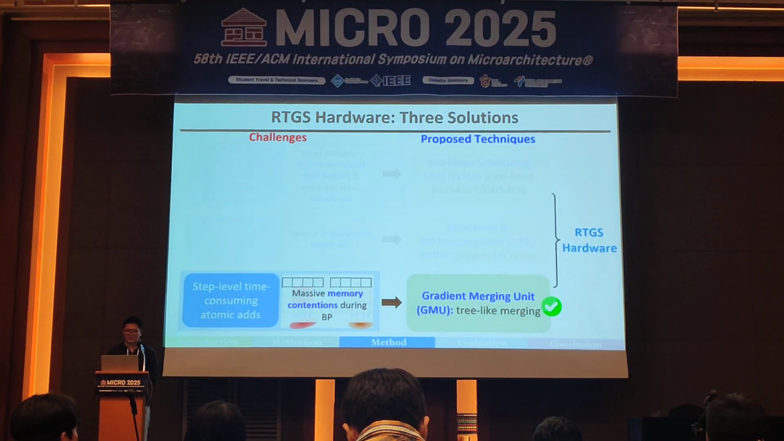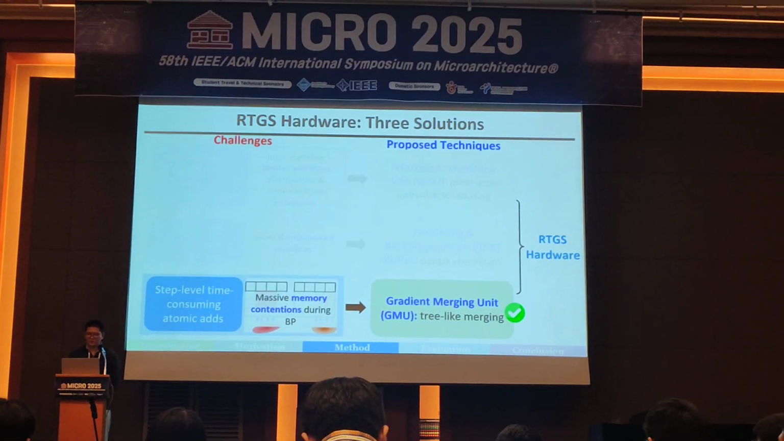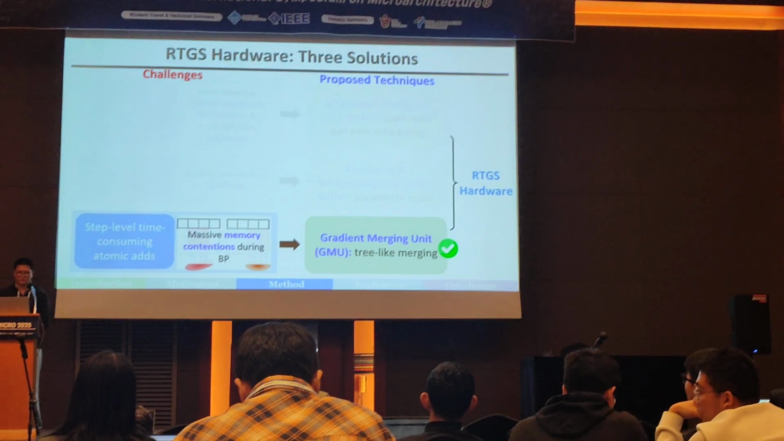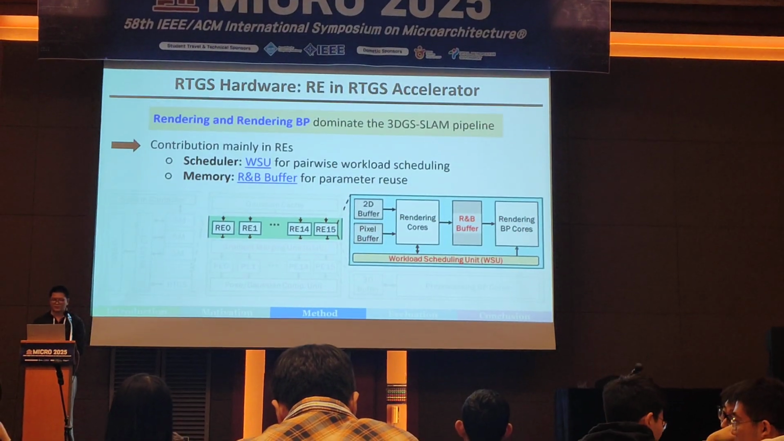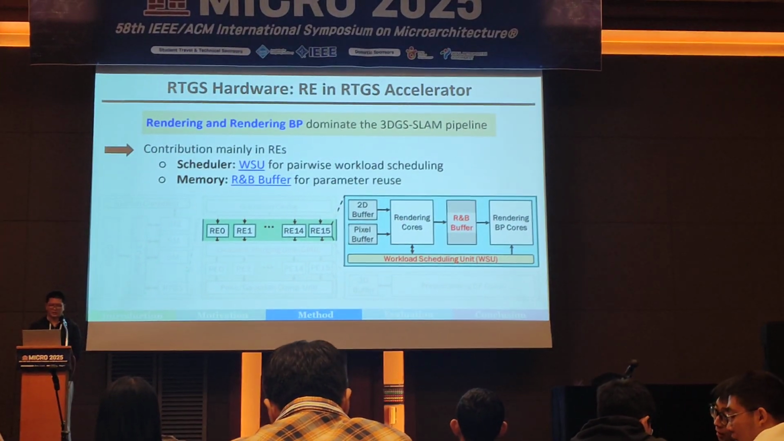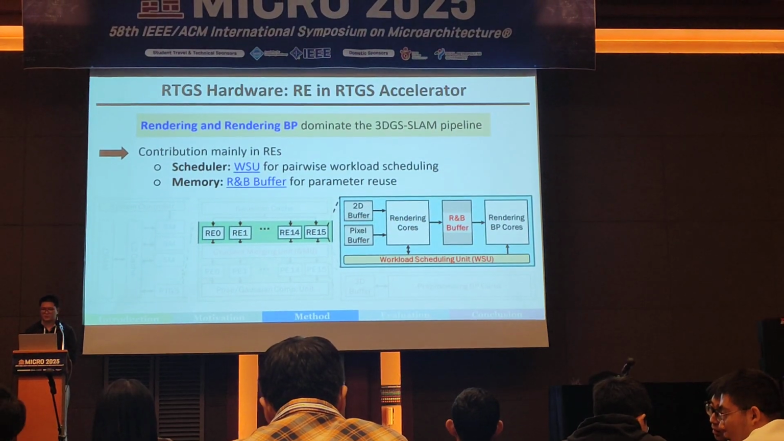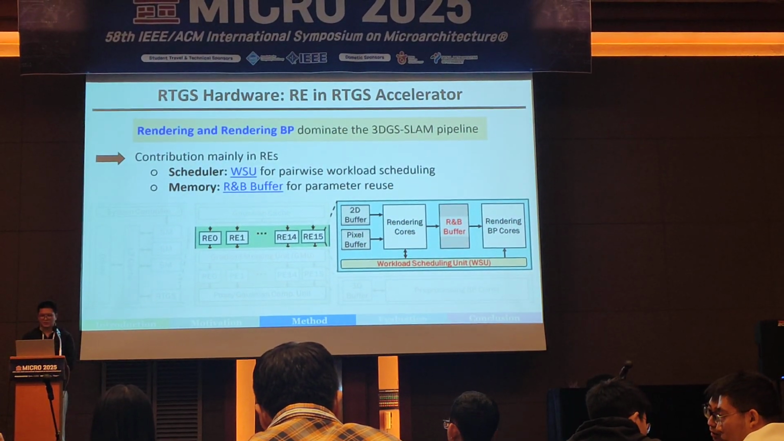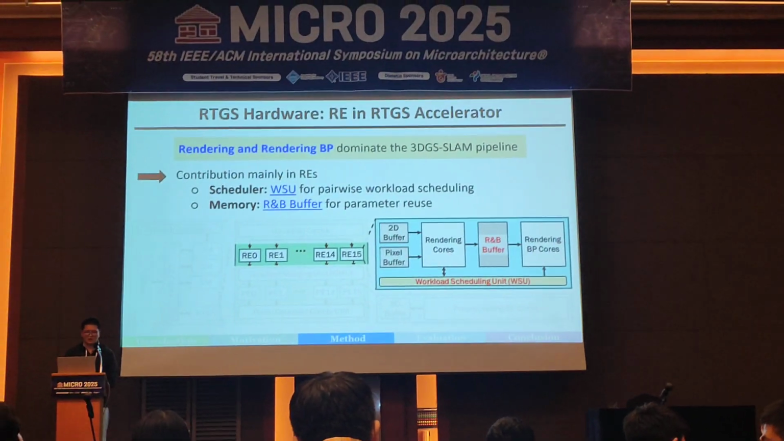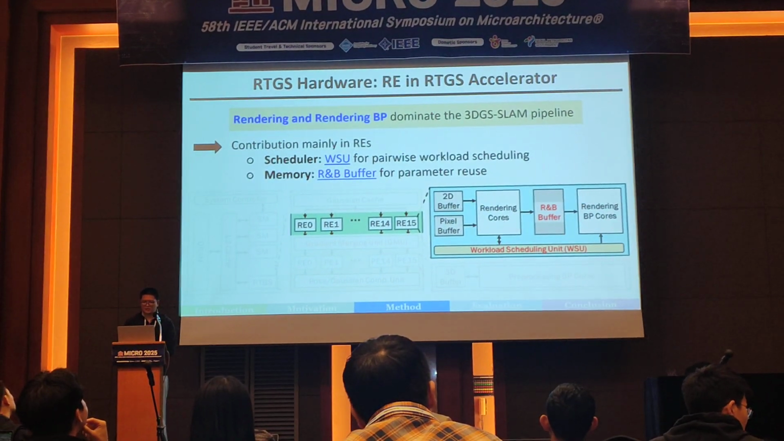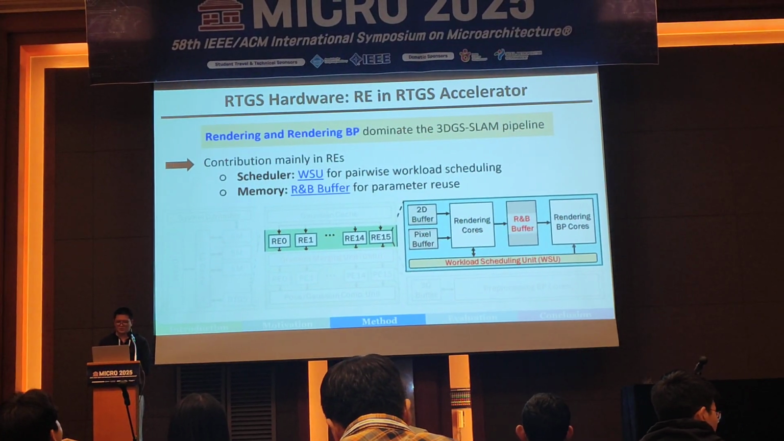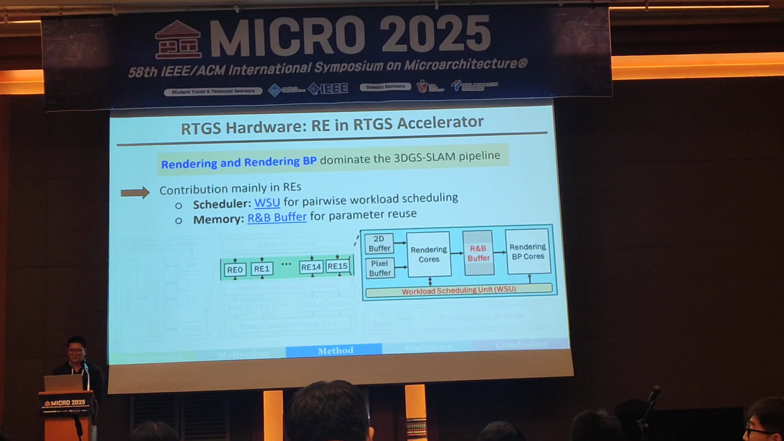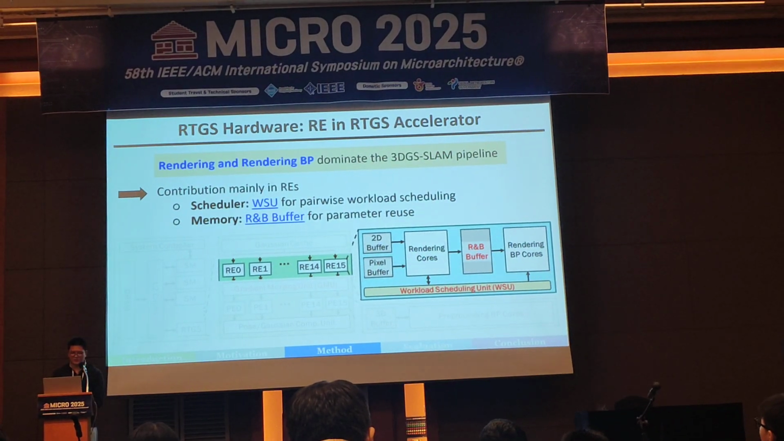We address that time-consuming and cutting-edge operation through the design of the GMU. Since we analyzed before the rendering and replication domain of the 3D Gaussian system pipeline, our main contribution focuses on the REs, which incorporate local scattering units for parallel scattering and an R&D buffer for efficient color reuse.